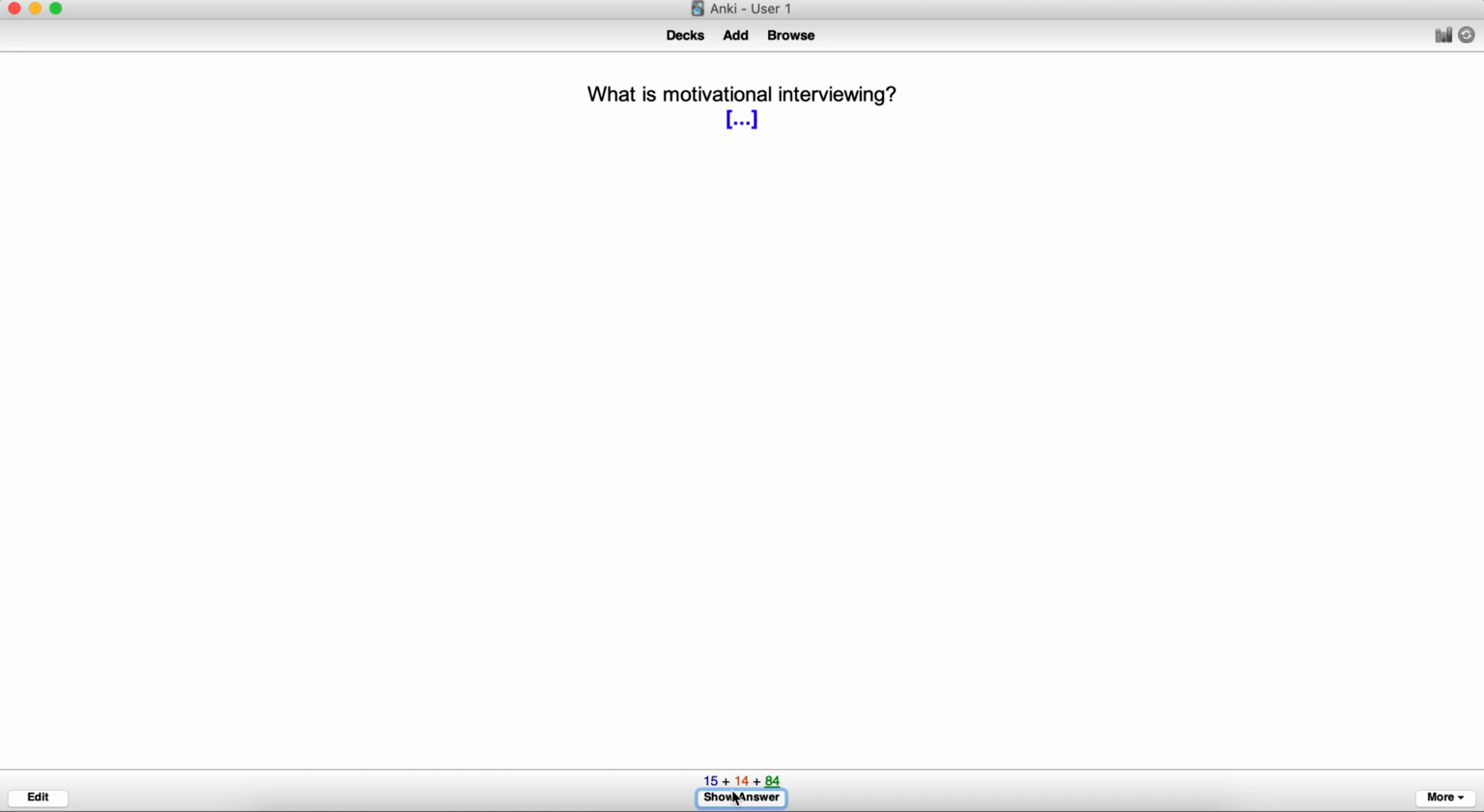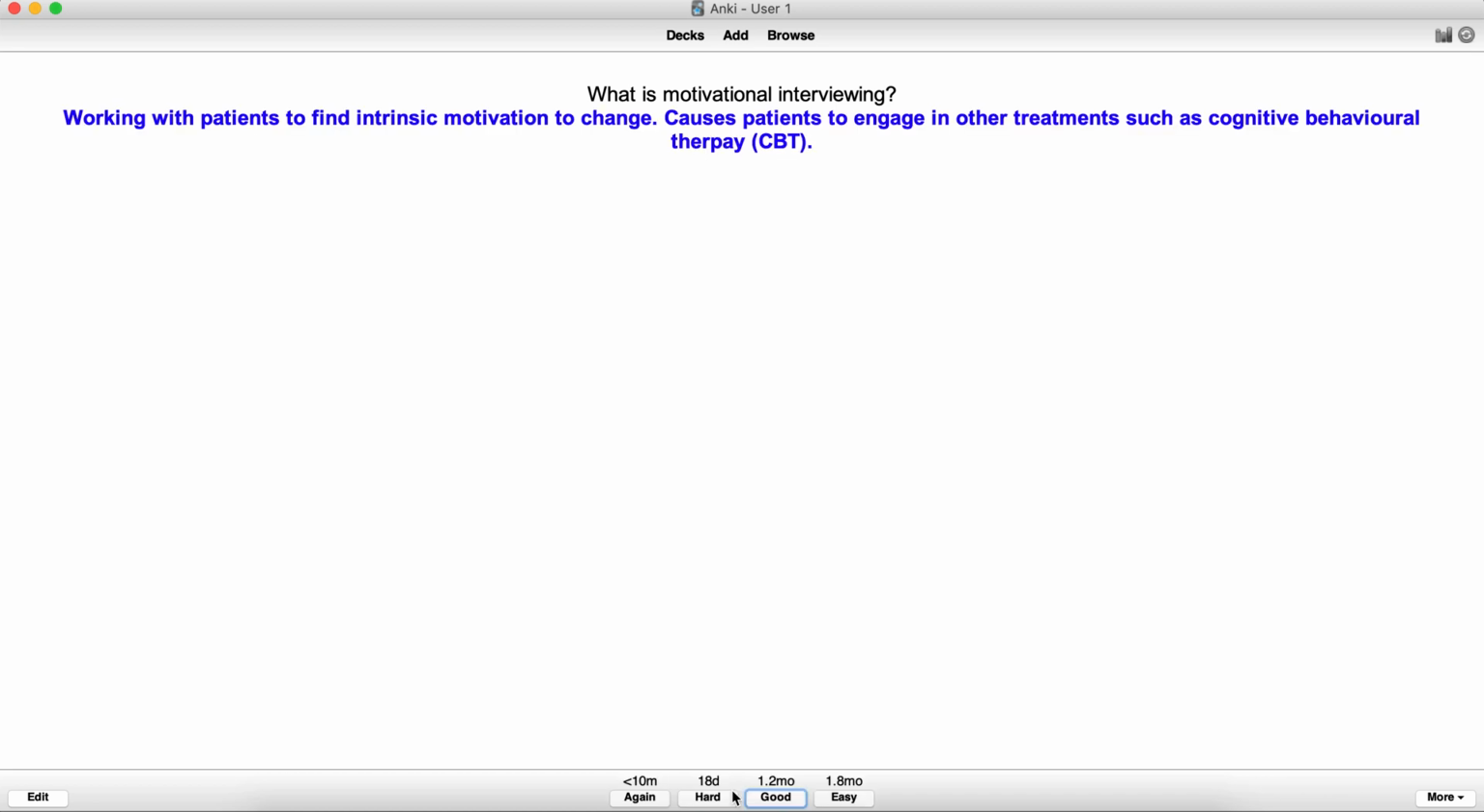Motivational interviewing. This is a step to fix people who are addicted to drugs, and they will try to get you to acknowledge that you have a drug problem. Motivational interviewing. This is when trying to find the intrinsic reason why people get addicted to drugs. Constipation to get other treatments for cognitive behavioral therapy.